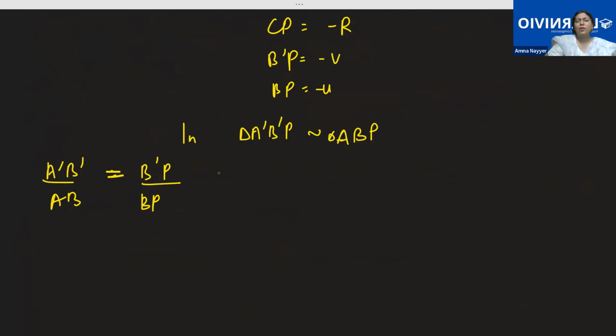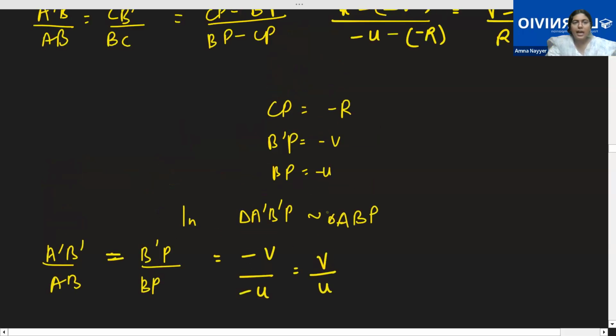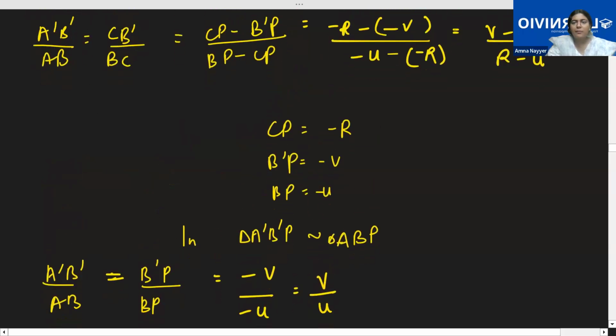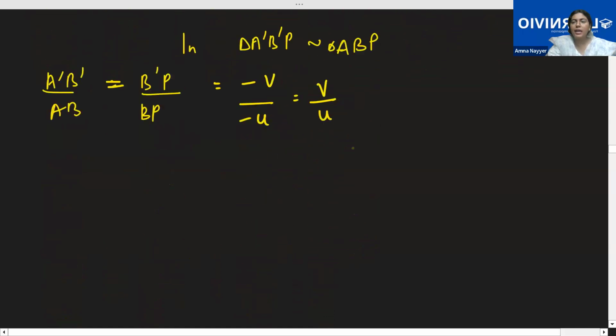But anyway, let's see what is B dash P. Minus V, and BP is minus U. This is equal to V by U. So A dash B dash by AB is equal to V by U. And A dash B dash by AB is also equal to this, V minus R by R minus U.